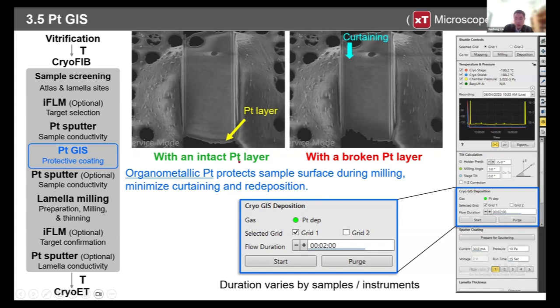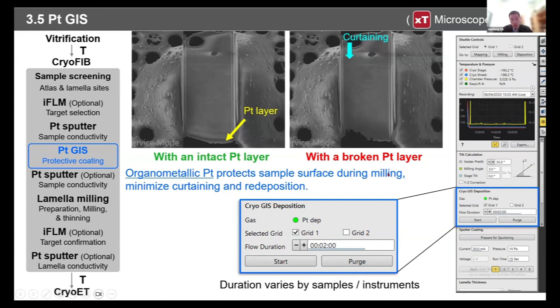If you look at the image here, the left image shows the platinum layer is still intact, and we get a high quality lamella. If you keep on milling the sample for a while and the platinum disappears, for example on the right side, you can immediately see the sample will be damaged very quickly. And also you will see the curtaining. Here you will see the straight lines are the curtaining. So the platinum layer will significantly reduce the curtaining and also reduce the redeposition issues. So it's important for the quality.